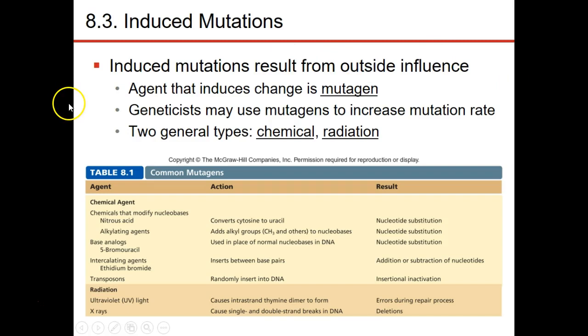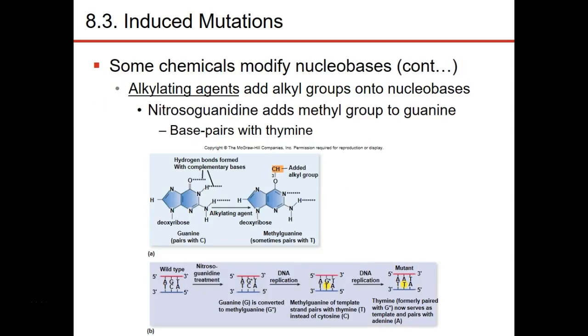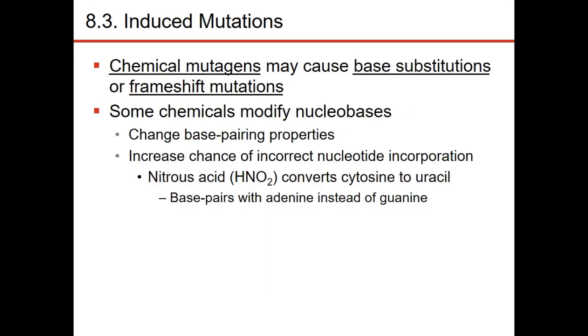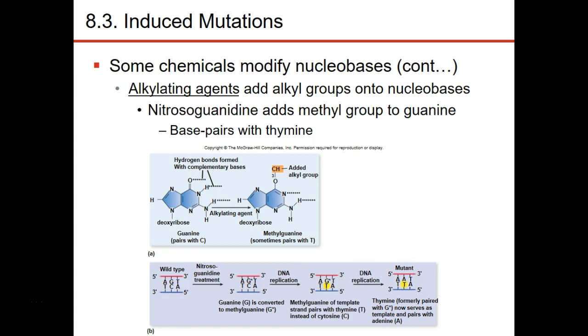So more likely, we're going to see induced mutations. Most mutations that occur are induced, especially those that we care about because we're trying to cause a mutation. Mutations can be caused by either chemicals or by radiation. Chemical mutations can cause both base substitutions as well as frameshift mutations.